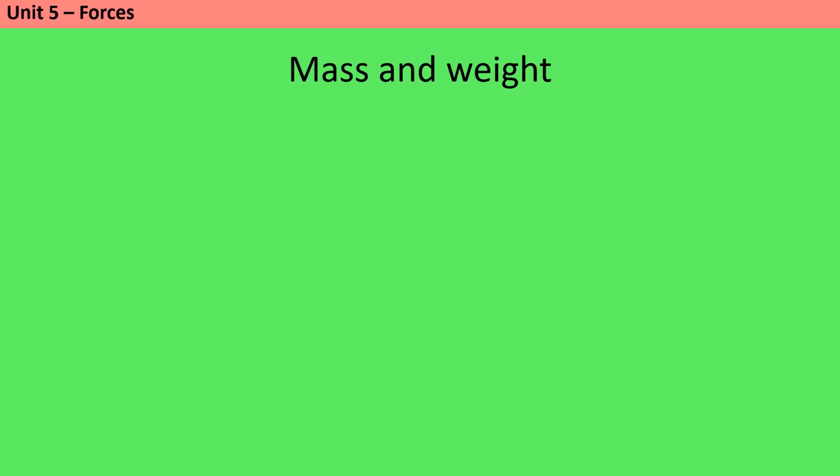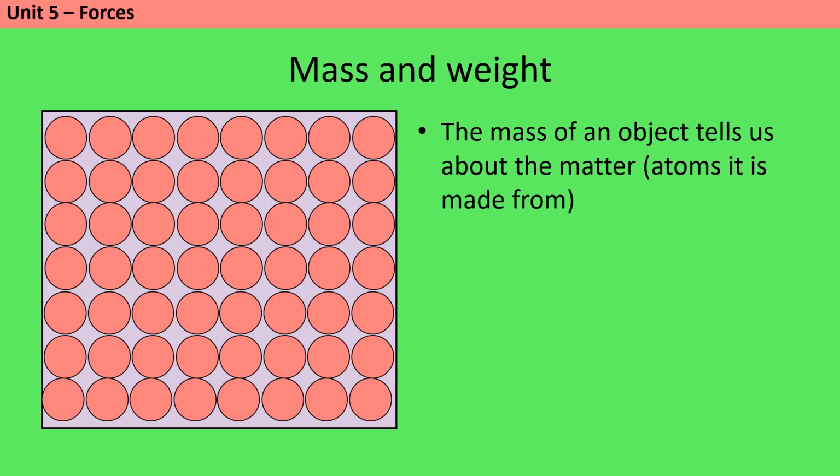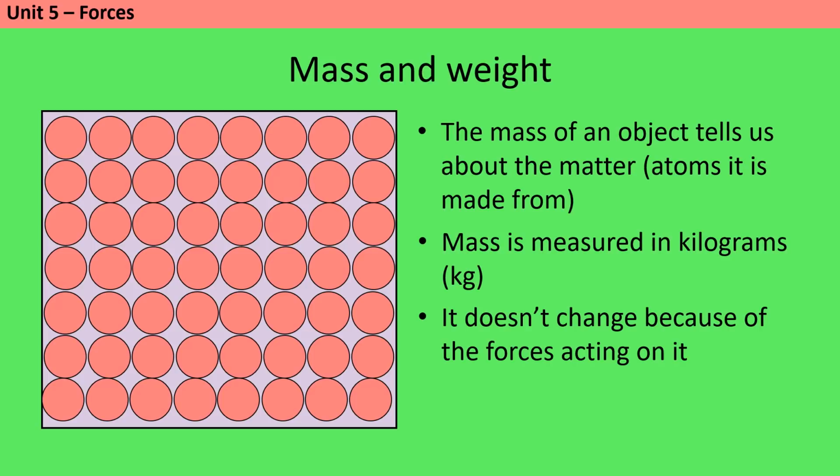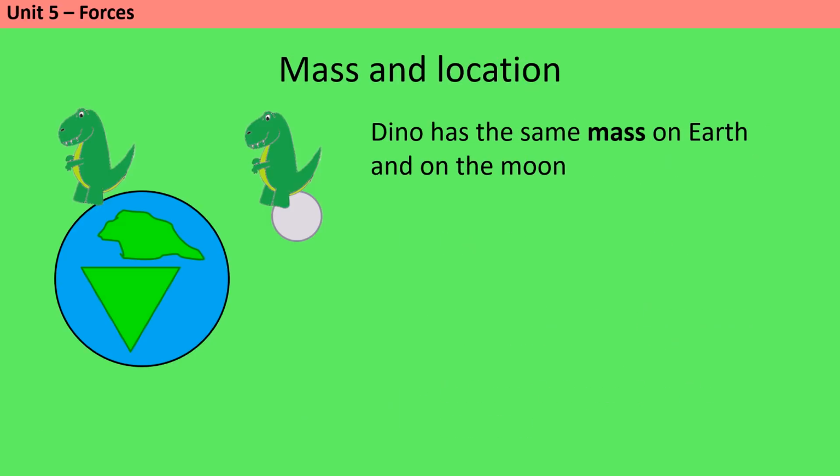In everyday life, the words mass and weight are often incorrectly used interchangeably. When most people say weight, what they really mean is mass. Mass tells us how much matter or how many atoms an object is made from. So this square is made from 56 atoms. Mass is measured in kilograms, and the shorthand for that is kg. It isn't affected by forces. Your mass doesn't change because somebody pushes you or because you're experiencing air resistance. It also doesn't depend on where you are. So my dinosaur here has exactly the same mass whether he's on Earth or whether he's on the moon.